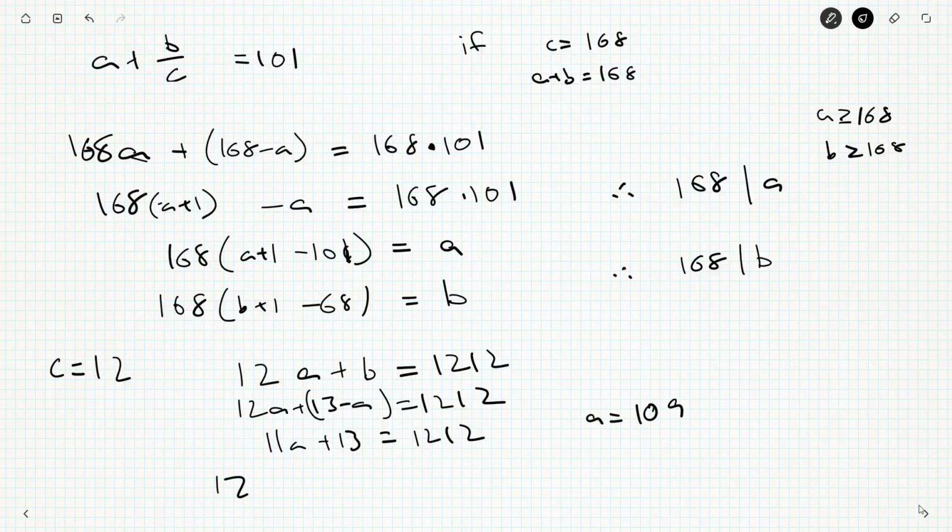And then same sort of thing with B. But we're going to get 12 times 68. This is 816. 816 subtracted 13. Divide by 11. B is going to be 73. And, well, those are positive integers, and they don't add up to 13 like I want. So what's going on here? Something's wrong. Something is definitely wrong.